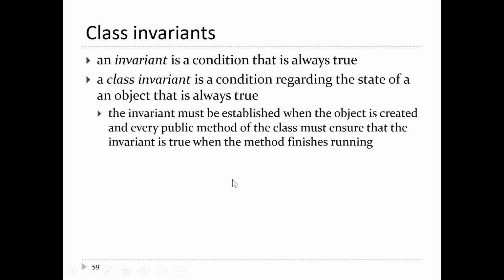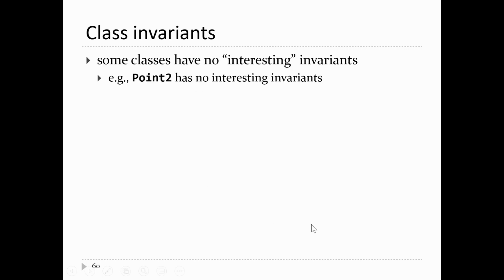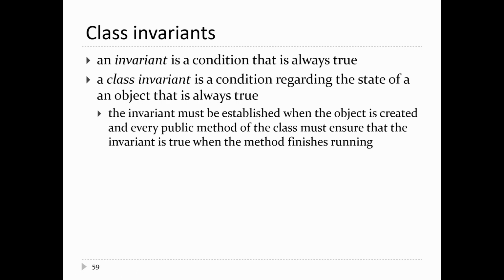Now, because they're conditions on the fields of the object, your constructors for your class have to ensure that the invariants are true after the constructor finishes running, because the constructor initializes the state of the object. So if it incorrectly initializes the state of the object so that the invariants are not true, you've got an invalid object. Similarly, if you call a method on the object, that method has to ensure that the invariants are true after the method finishes running. Otherwise, you have an object that's in an invalid state.